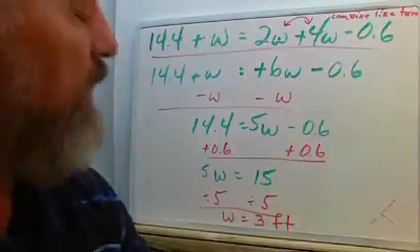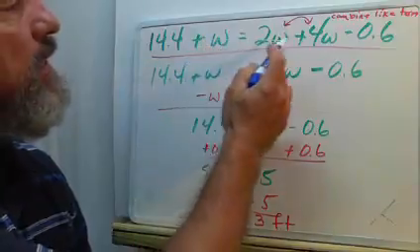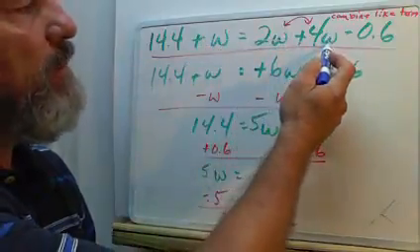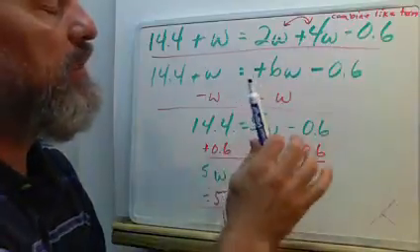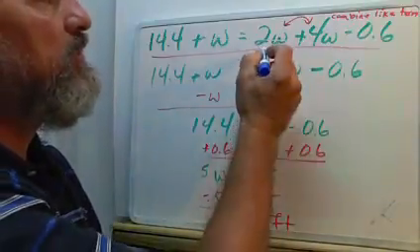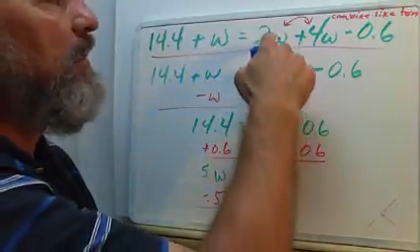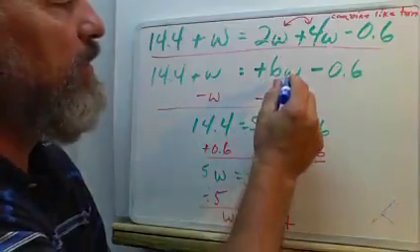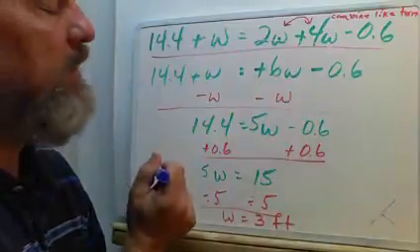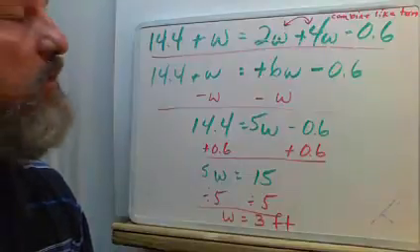Taking that equation, 14.4 plus W equals 2W plus 4W minus 0.6. The first thing we should do here, sometimes kids will look at a problem like this and subtract 2W from both sides, or subtract W. You don't want to do that yet. You want to combine these first, so that you only have one variable on one side and one variable on the other side. Of course, 4W plus 2W is 6W.